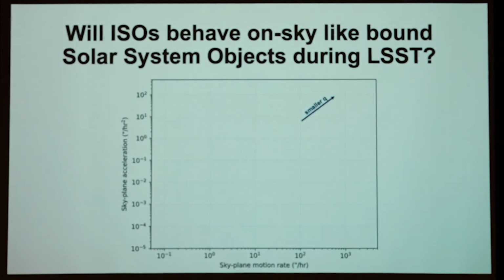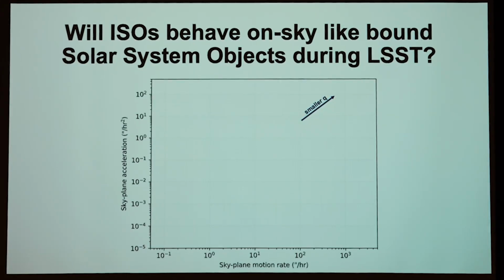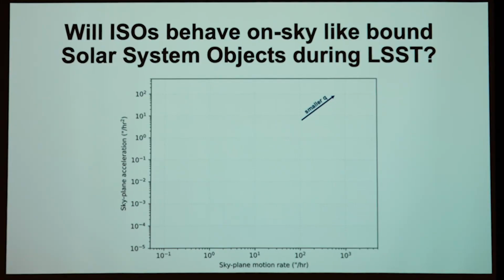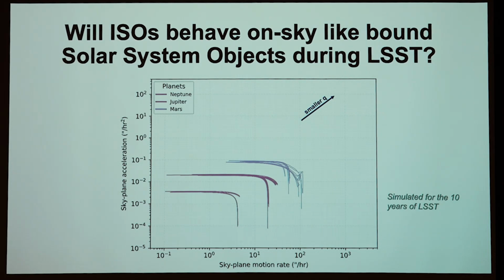One question we had was, when we're trying to discover these ISOs and link them together, will they behave on sky like we would expect for solar system objects? Most of our code is for bound objects. Will it work the same for unbound things? Here is a plot of sky motion rate versus acceleration, and things with small perihelia will end up in the top right of this plot. Starting off with a couple of planets, Neptune is the bottom left one we all know and love, and these are simulated for the 10 years of LSST.